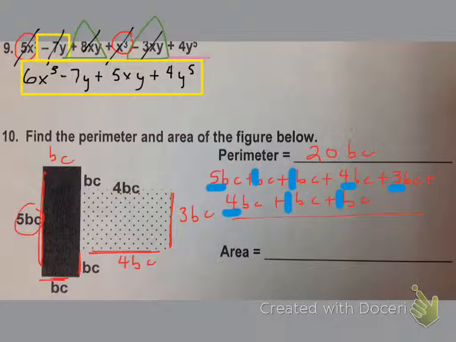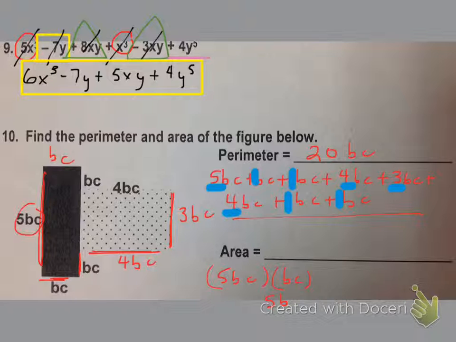Now, if I want to find the area, what do I do to find the area? What am I going to multiply? Length times width. Okay, so let's find the area of this one, the black one. 5 BC times BC. So what's the area of that one? 5 BC. Okay, let's go back.